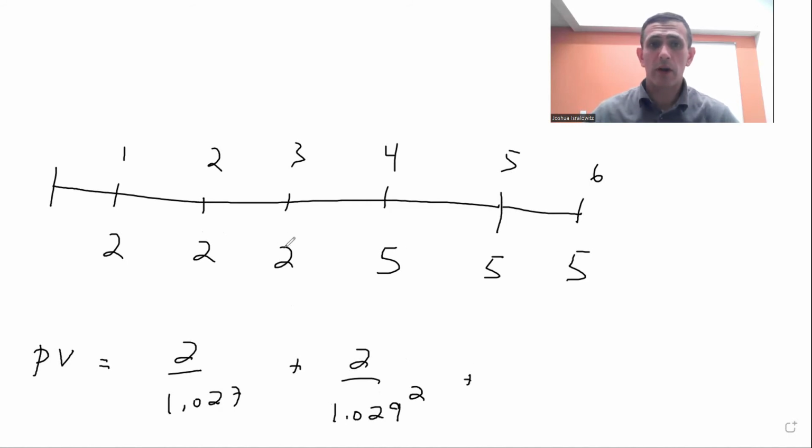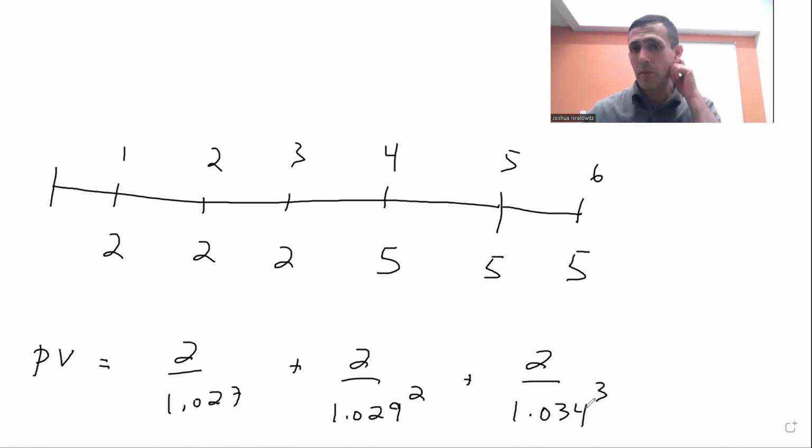I'm going to use the 3 year spot rate for this $2. I'm investing this amount, and it accrues 3 years of interest at the 3 year spot rate of 3.4%. So at the end of 3 years, I'm going to have $2, et cetera, et cetera. And then 5 over 1.038 to the fourth.